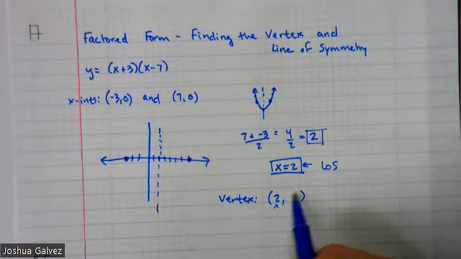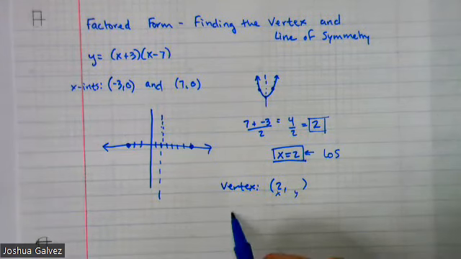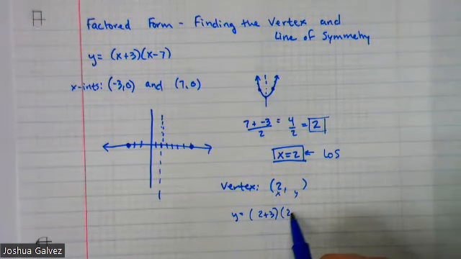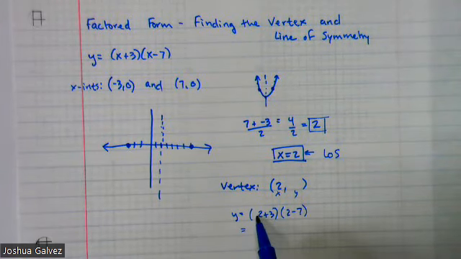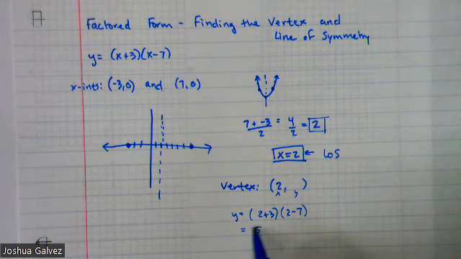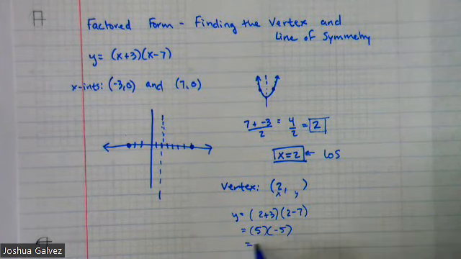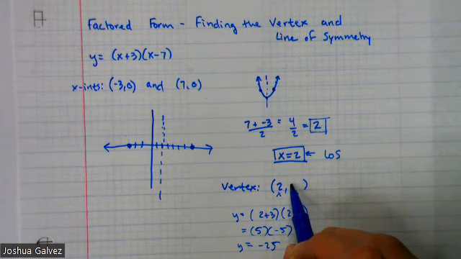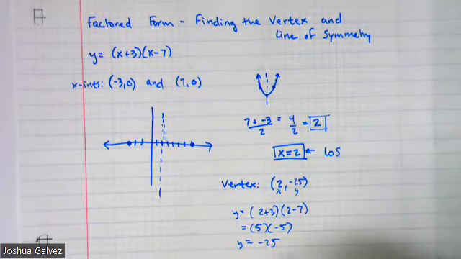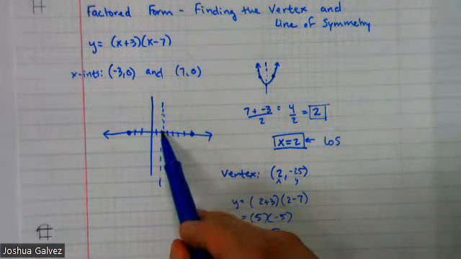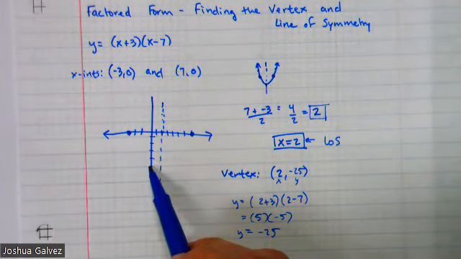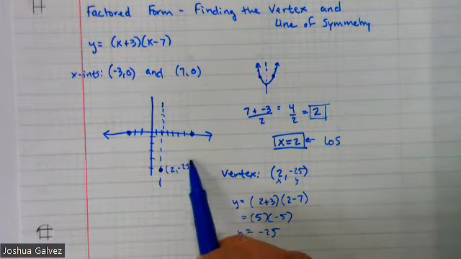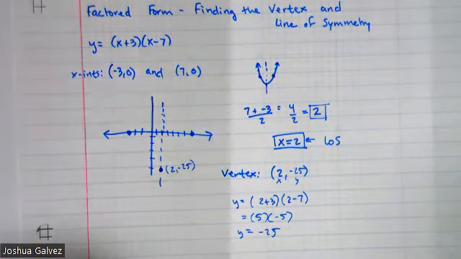To figure out what the y coordinate is, we just use our equation. It tells us that y is going to equal (2 + 3) times (2 - 7). Simplify this using the order of operations. We get 5 here, we get -5 here. Multiply those, and we get that y equals -25. So here's y, this equals -25. We can count 5, 10, 15, 20, 25, and that would be right here. And that's how you find the vertex.